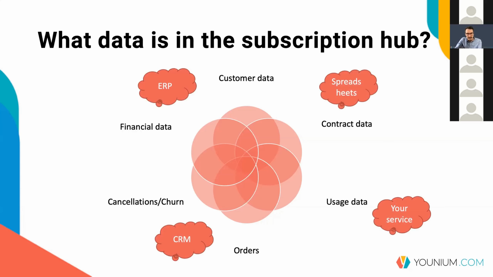So this data normally originates from a number of sources in the existing system landscape or in the traditional systems, such as spreadsheets, your own service, and then also these traditional ERP and CRM platforms. And there are huge values of combining them into the specifically built platform, the subscription hub.